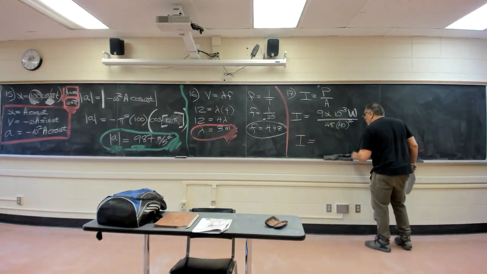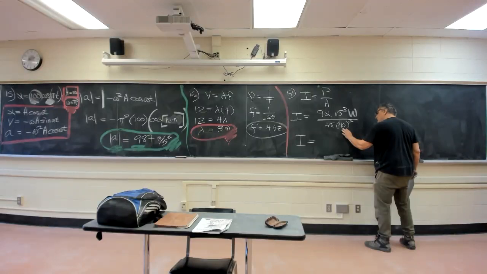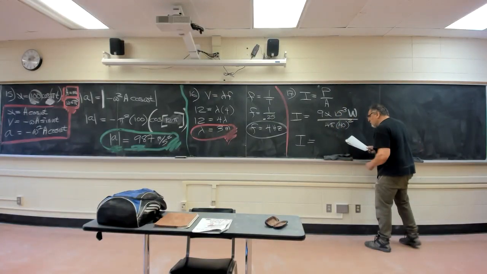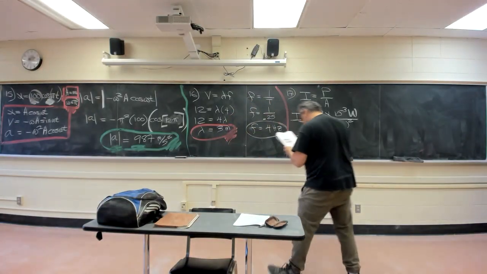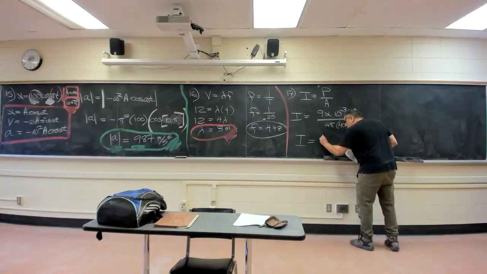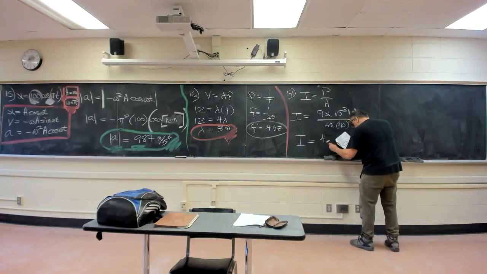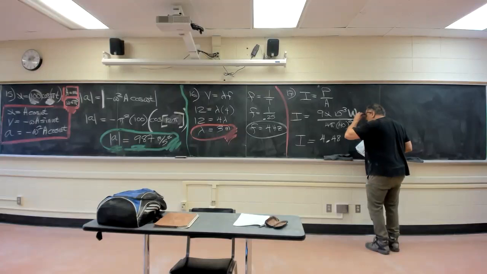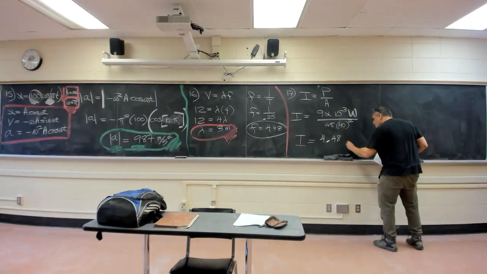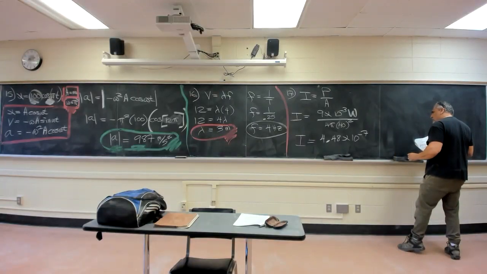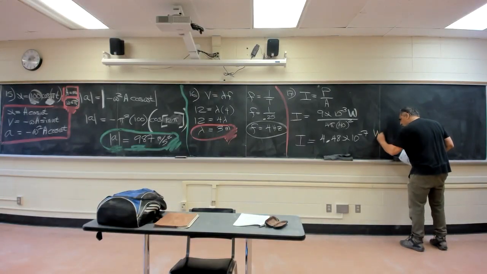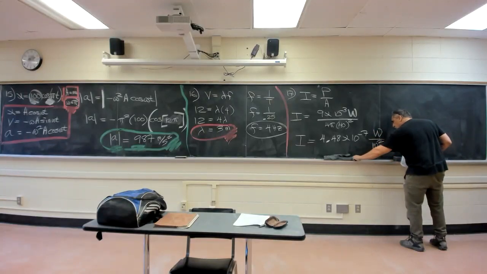Let's deal with the mathematics a little bit. You square the 40, you get 1600. 4 times 1600 is 6400. 6400 pi in the denominator. It's going to be relatively small, but let's see what we got. So you plug in like that. And the intensity, the units are fine, there's no problem with the units. 4.48 times 10 to the negative 7 watts per square meter.